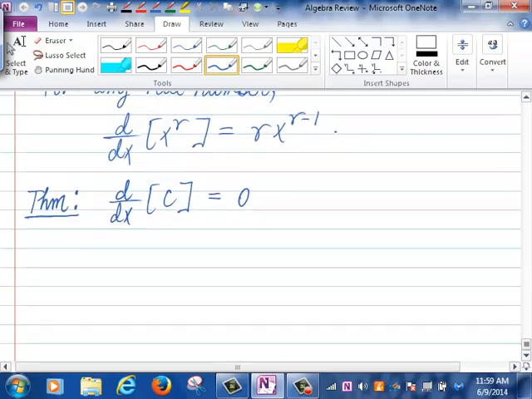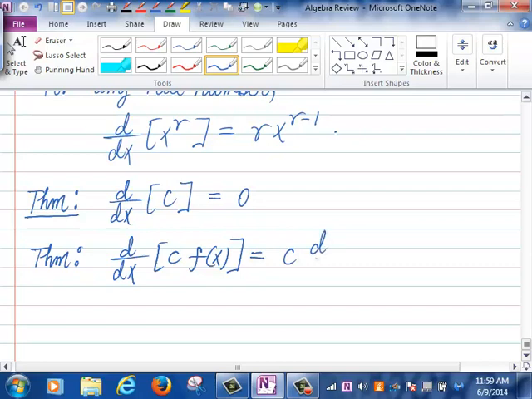Now some algebraic properties. If I have the derivative with respect to x of a constant times f of x, where c is a constant, then if you have a constant multiple of a function, you can factor out the constant like this. So that's one.